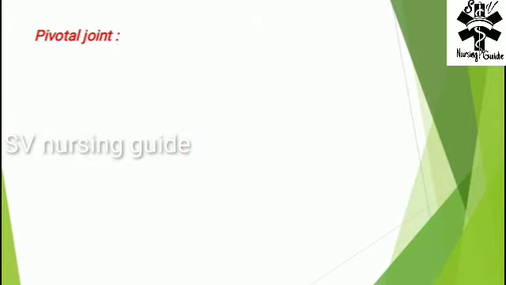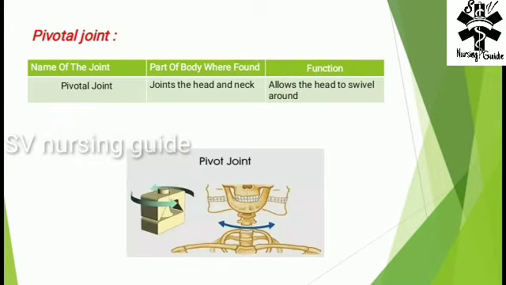Next, pivotal joint. Pivotal joint is present in the head and neck. It allows the head to swivel around. You see in this picture, the head will move right and left side with the help of the pivotal joint.